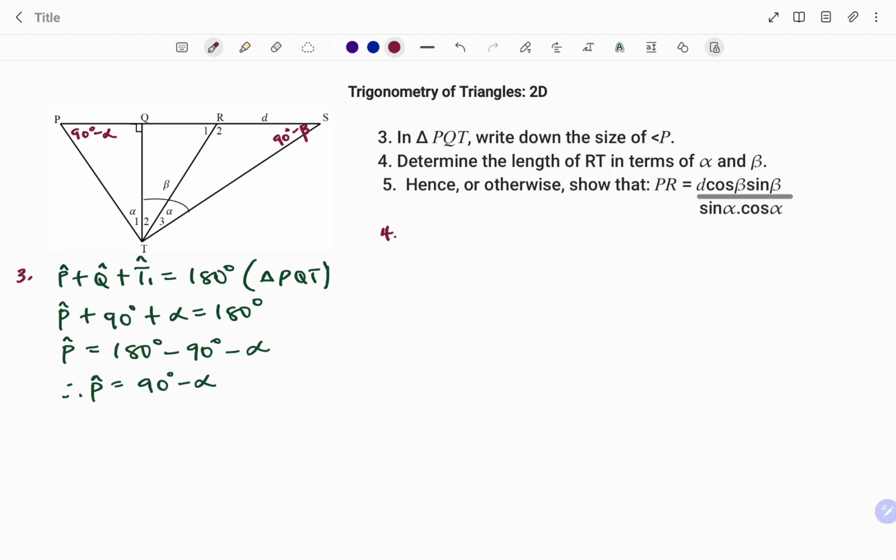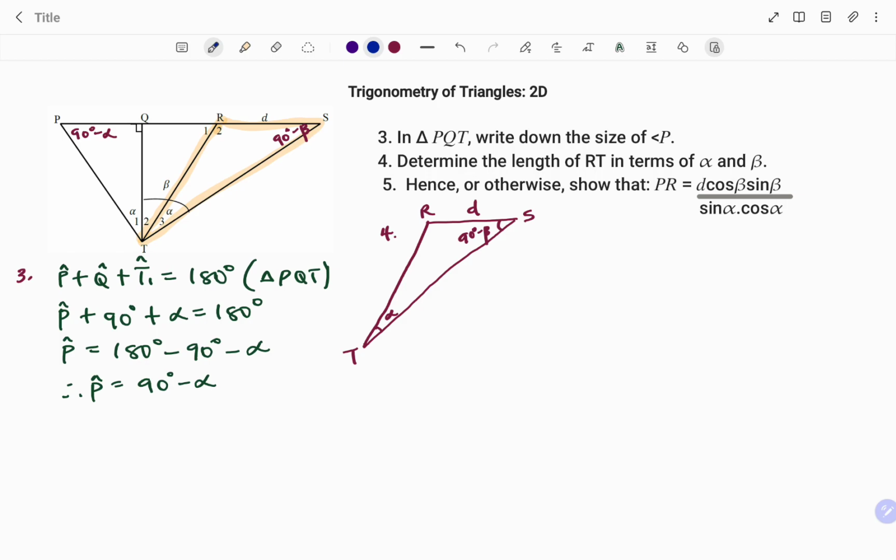The fourth part of the question says, determine the length of RT in terms of alpha and beta. So, because I'm looking for the length of RT, I'm going to use the diagram or the triangle RST. So I highlight that. I have RST as shown. I'm going to draw that out quickly.